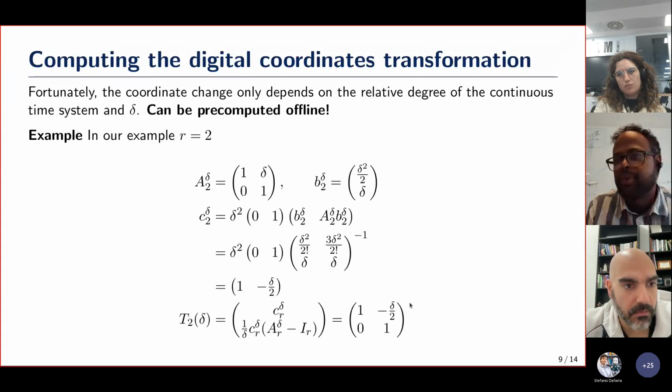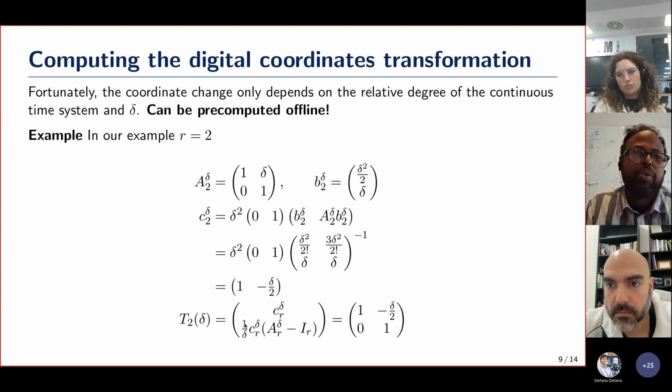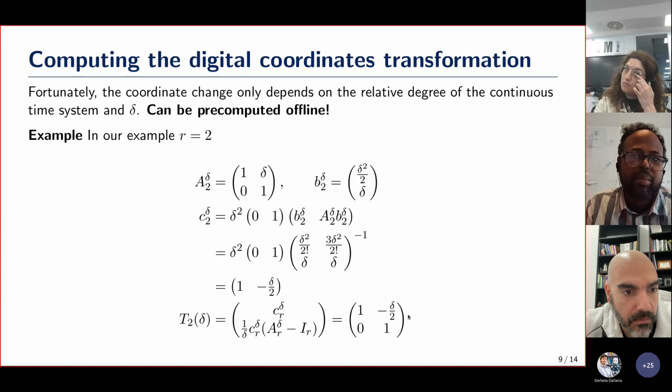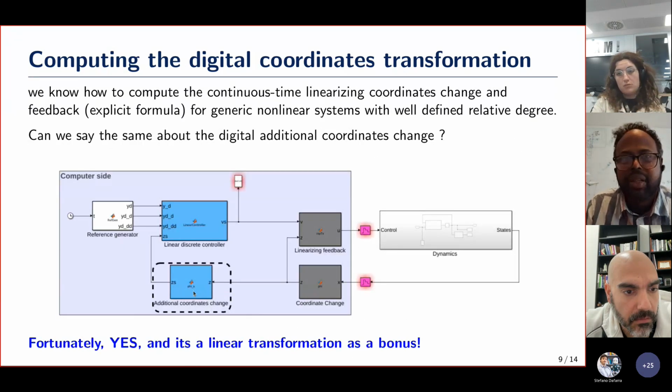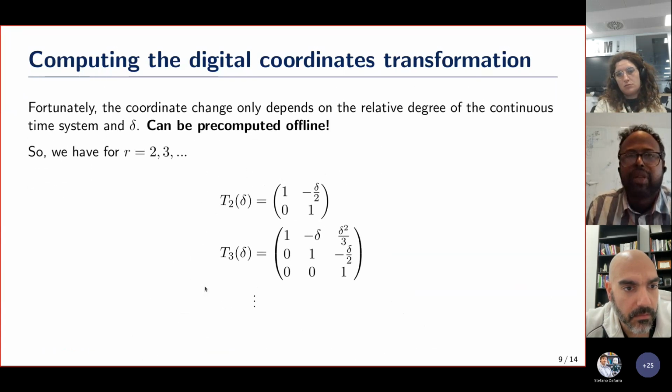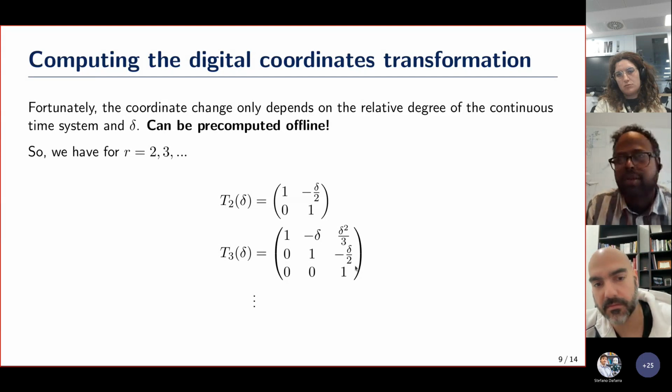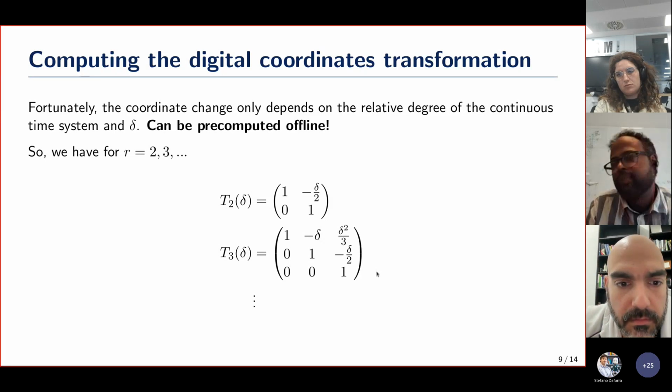So for a system of relative degree 2, this is always the matrix T that you multiply your system. For any system that has a relative degree 2, you just insert this T matrix here. Similarly, for a system with a relative degree 3, you can just fill it and so on and so on. So given the relative degree, you can compute the coordinate change a priori.